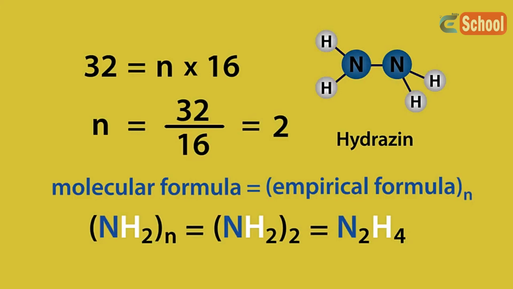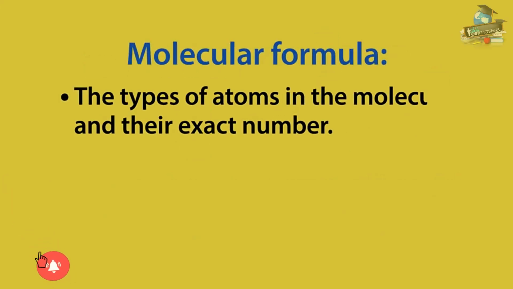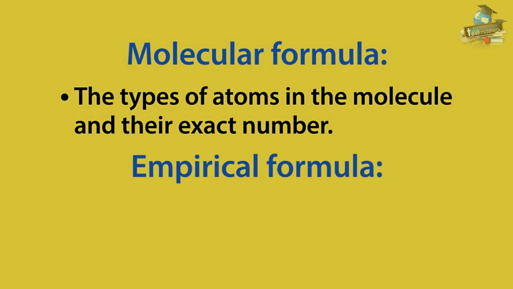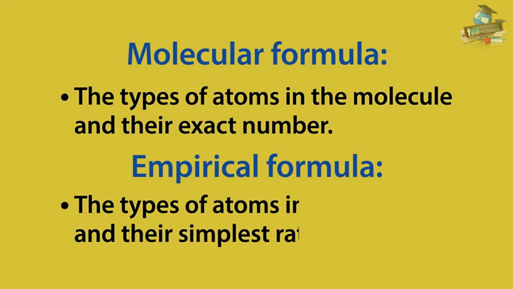So, to recap, the molecular formula tells us the types of atoms in a molecule and their exact number, and the empirical formula tells us the types of atoms in the molecule and their simplest ratio.